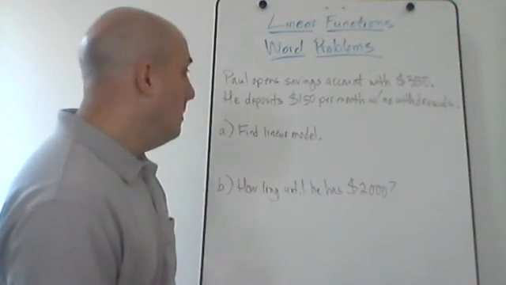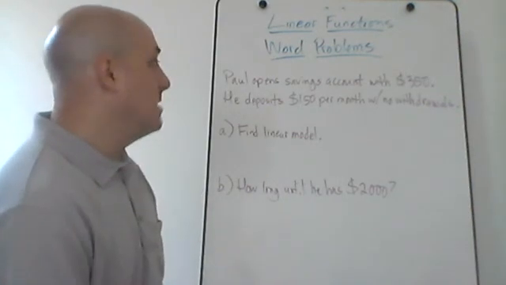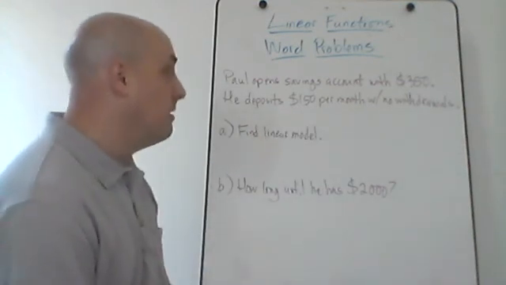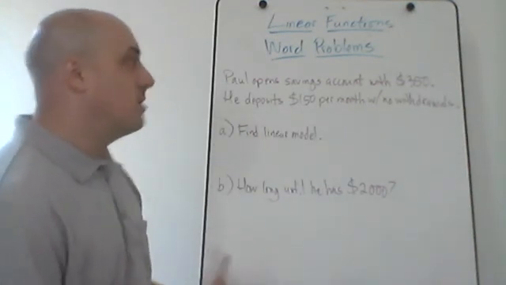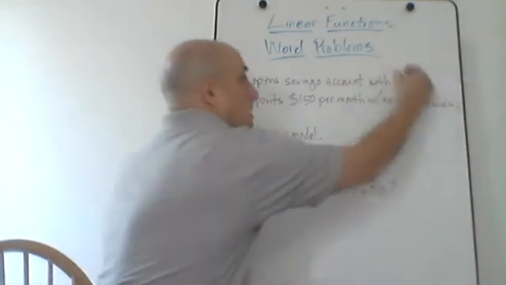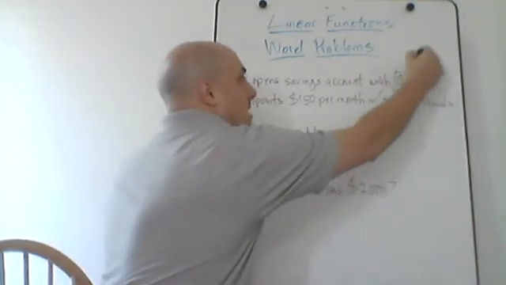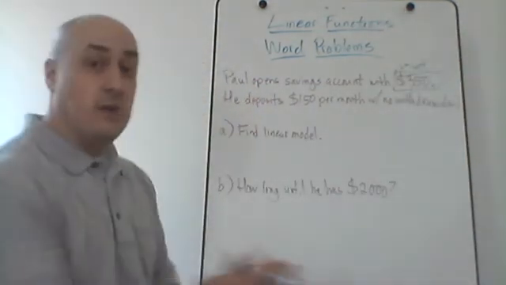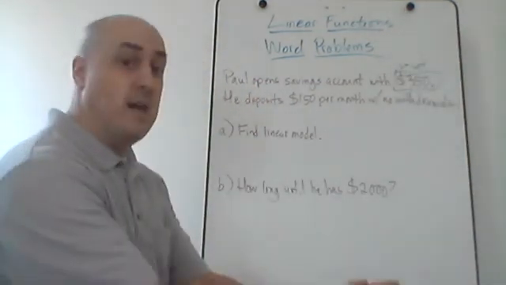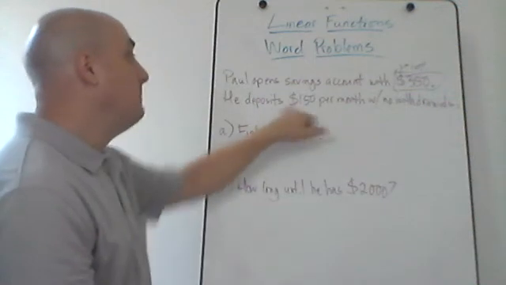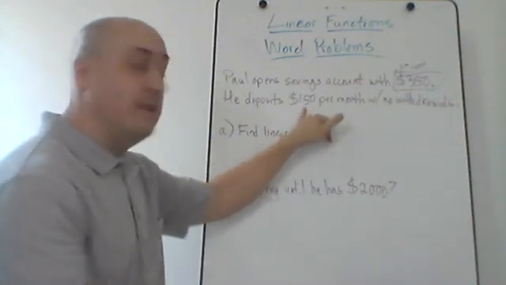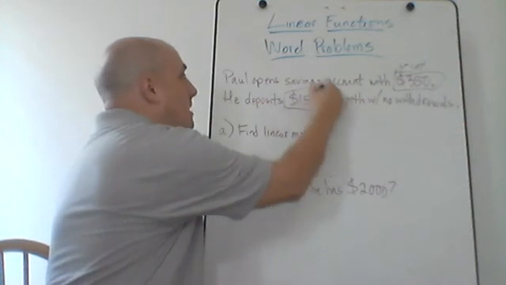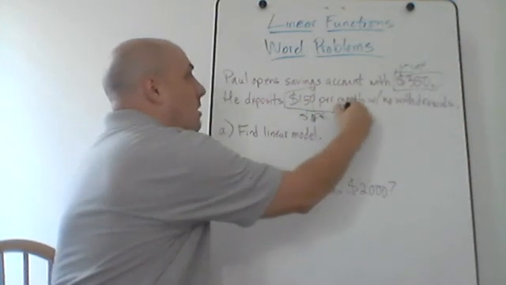All right, so let's see. He opens his savings account with $350 and then he deposits $150 per month without any withdrawal. So he starts with $350. This is my initial amount, and that's going to be my y-intercept, because that's what he's starting with. At time zero, he puts $350 into this account, and then he puts in an additional $150 per month. This $150 per month is going to be our slope, or our rate of change.